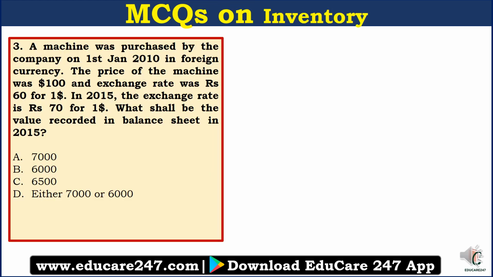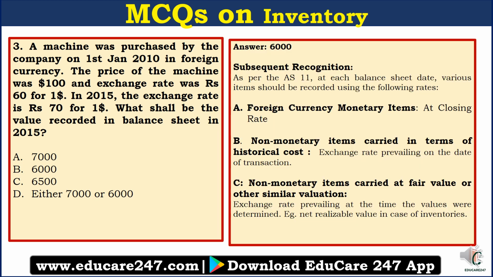Moving on to question number 3. A machine was purchased by the company on 1st Jan 2010 in foreign currency. The price of the machine was $100 and the exchange rate was ₹60 for $1. In 2015, the exchange rate is ₹70 for $1. What shall be the value recorded in the balance sheet in 2015? So the answer to this question is 6,000. Now how do we come to this answer? For that we have to understand subsequent recognition in detail.